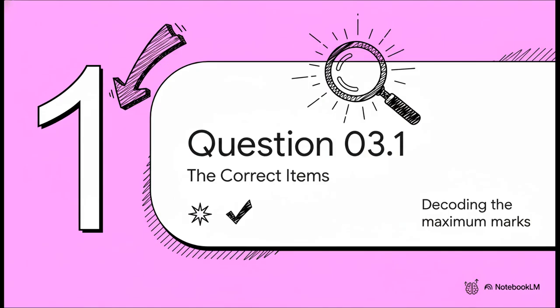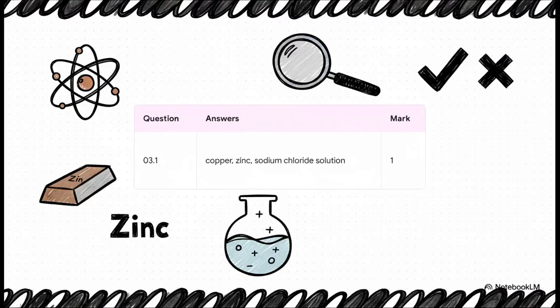Okay, first up is question 3.1. This one was a pretty straightforward identification question, but it's worth a single, very valuable mark. And look at this, the mark scheme is crystal clear. To get that 1 mark, you had to write down either copper, zinc, or sodium chloride solution. And here's the key thing to realize, it's that absolute clarity. The examiner is only looking for one of these 3. Write down anything else, no matter how close, and you just don't get the mark. It's really that black and white.